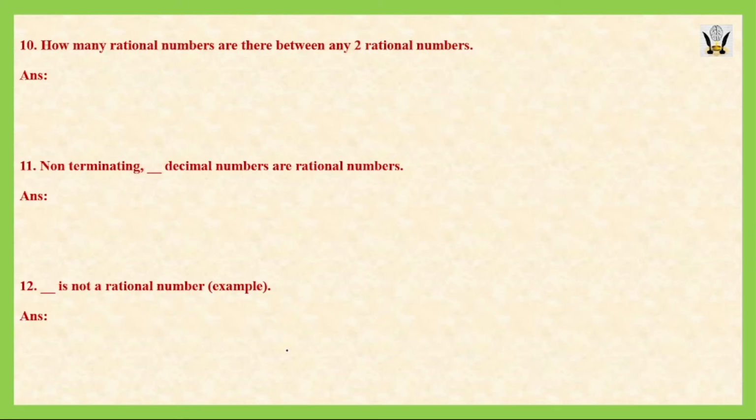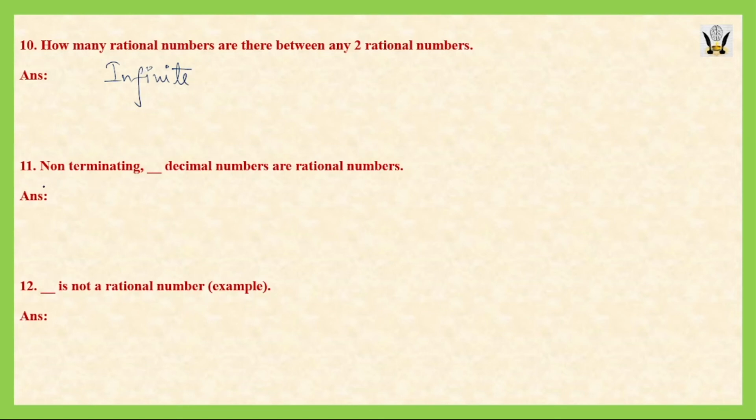The next question asks how many rational numbers are there between two rational numbers. And we know that between any two rational numbers there exist an infinite number of rational numbers, and we have already discussed this in one of our earlier classes. We have solved numericals based on that. So here the answer will be infinite. Infinite rational numbers are possible between any two given rational numbers.